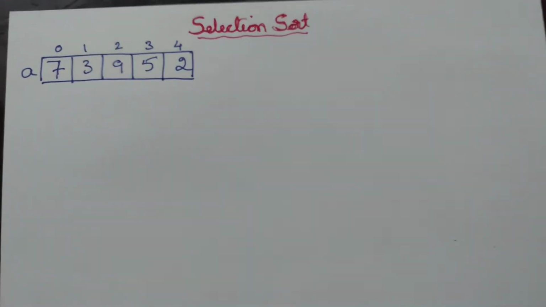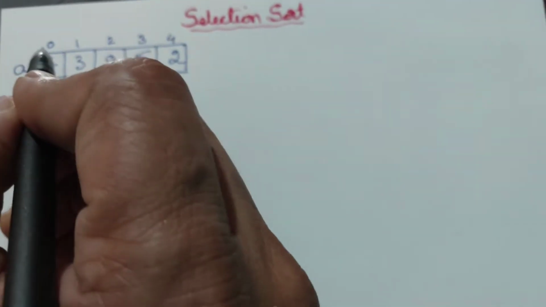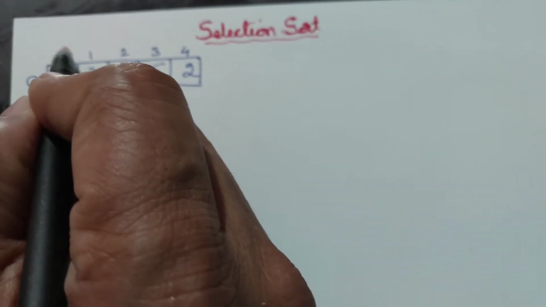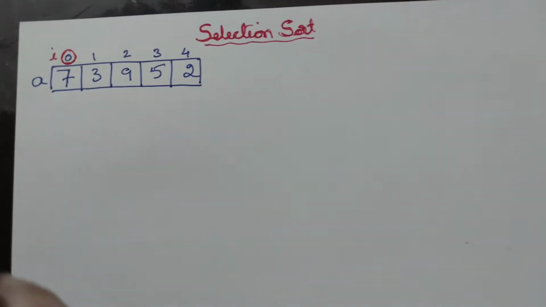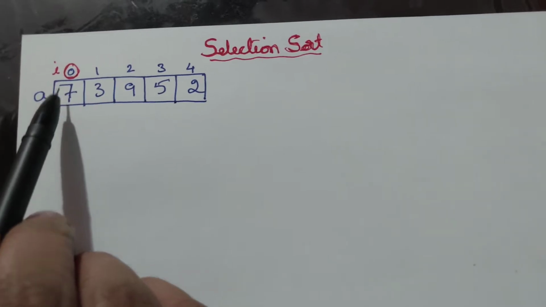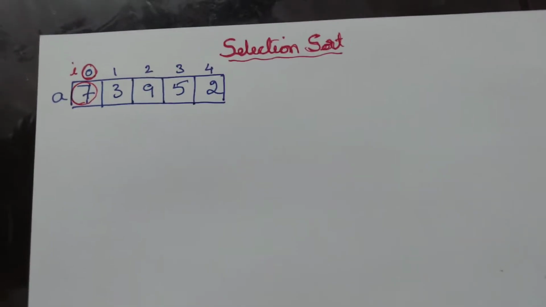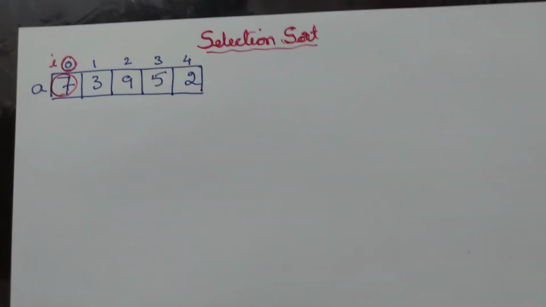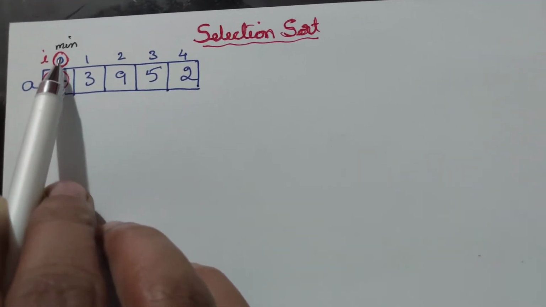That's it. Now for that, first I will select whatever element is stored in position 0. I select this position, and I assume that the element stored in this position is the minimum. So whatever element is stored in the selected position I, that is the minimum element. So my I and min both are pointing to index 0.